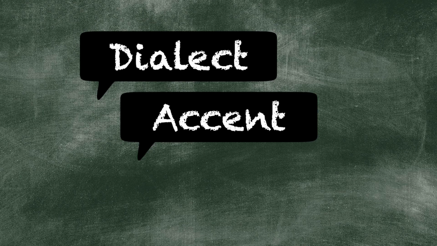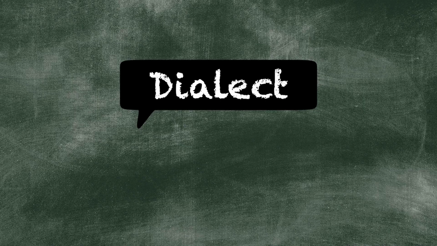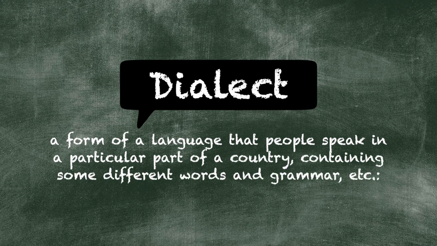In Malaysia, there are three terms which people often confuse: dialect, accent, and slang. We use them interchangeably, but we often don't realize that they are actually related but different things altogether. Now, a dialect would refer to specific words or specific vocabulary that reflects a certain area, a certain region.